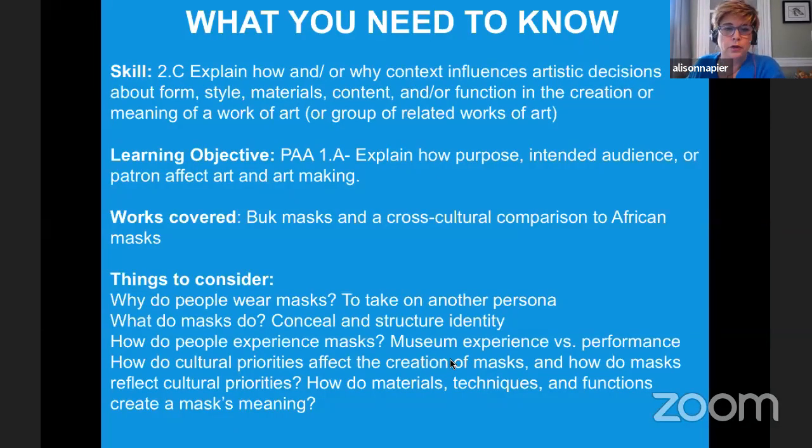As we enter into our new material for today, we're dealing with skill 2C. So how and why context influences artistic decisions about form, style, materials, content, and how these all create meaning in a work of art, or how they impact the actual creation of a work of art. With the book Masks and Other Masks, one thing I want you to think about, down at the bottom of this slide, you'll see things to consider. Why do people wear masks?